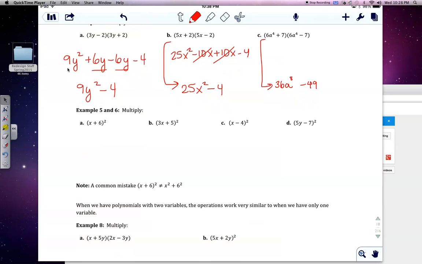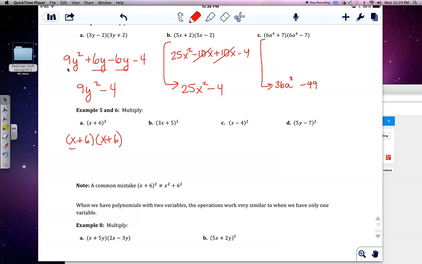Now, in examples 5 and 6, a lot of times students get them mixed up with what we just did in the last example. If I see x plus 6 to the second power, that's the same thing as saying x plus 6 times x plus 6. Pull that out. Notice how they have the same terms, x and x, 6 and 6, but the signs are both positive, so the two middle terms will not go away. A lot of times students will think they will go away, and they won't.